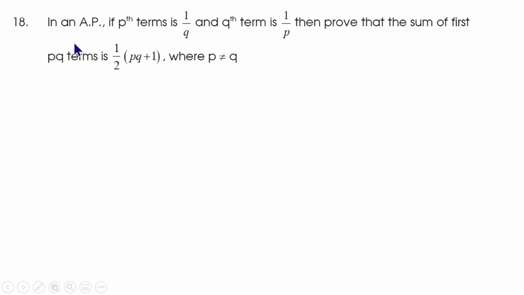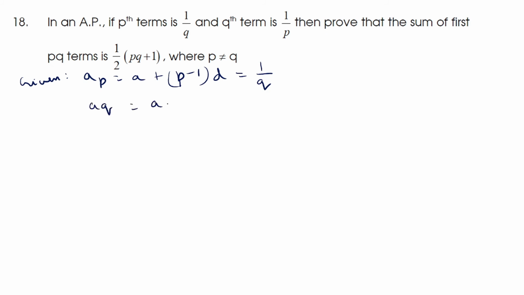Next question. In an AP, if pth term is 1 by q and qth term is 1 by p, prove that sum of first pq terms is half of pq plus 1, where p not equal to q. So here it is given AP is equal to A plus P minus 1 into D, where A is the first term and D is the common difference. This is equal to 1 by Q. And AQ is equal to A plus Q minus 1 into D. And this is equal to 1 by P.